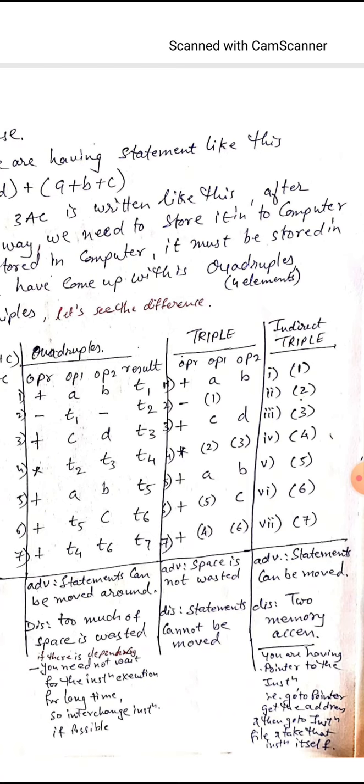So it is like a pointer. The statements here cannot be moved. Two memory accesses would be required. Why? Because I am saying it is a pointer. So you are having pointers to the instructions. That is, it will go to the pointer, get the address, and then go to the appropriate instruction file, and then take the instruction itself from that place. So this is how your normal representation of intermediate code is going to be.